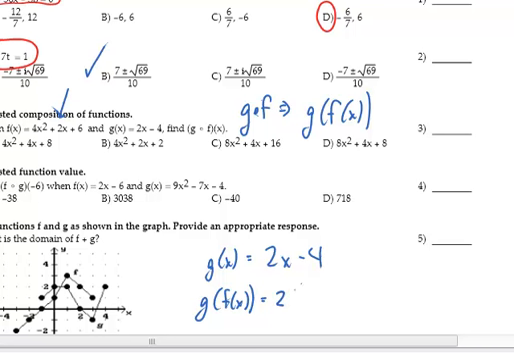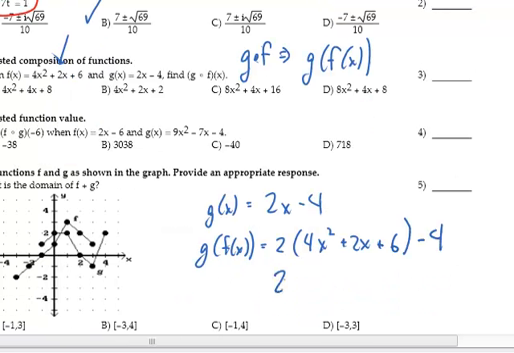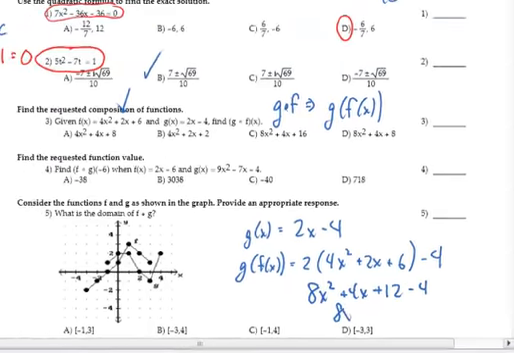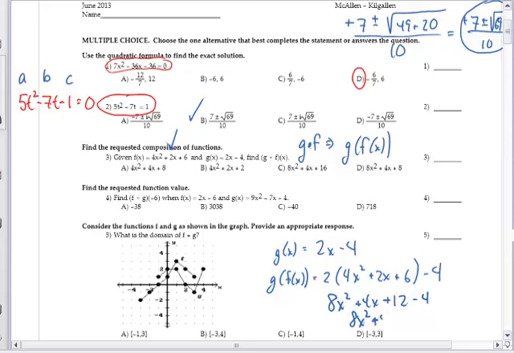So I have 2 times (4x squared plus 2x plus 6). And as a result, I got to subtract 4 also. So then my final answer will be 2 times... well, actually I'll distribute the 2. I'll have 8x squared plus 4x plus 12 minus 4, and my final answer is going to be 8x squared plus 4x plus 8. So hopefully I have an answer like that, and that looks like that would be answer D.